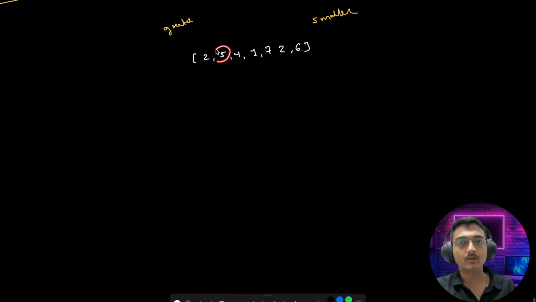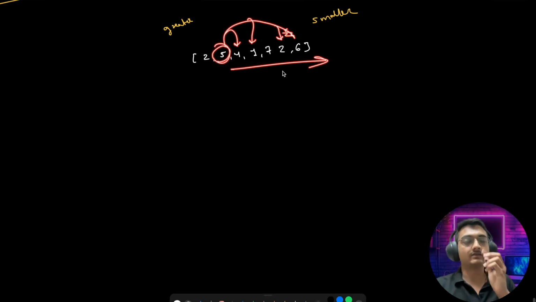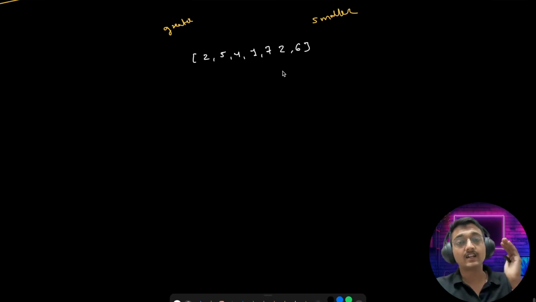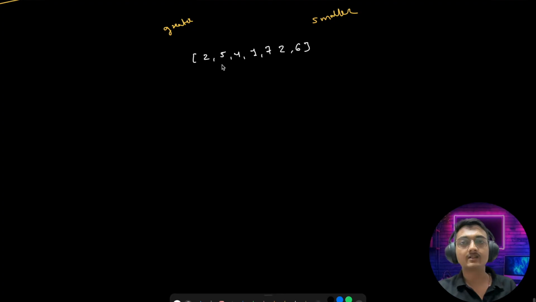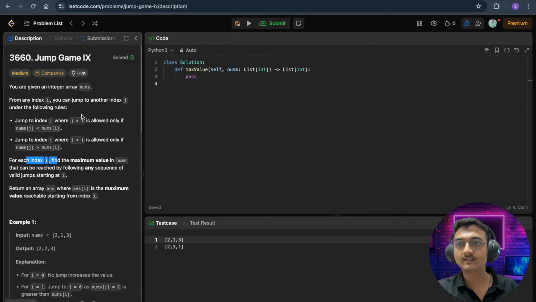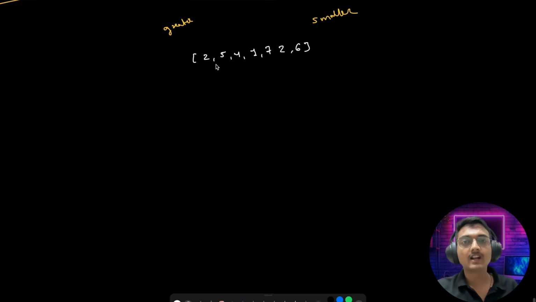But let's say you are on 5. You can go to this 2, you can go to this 1, you can go to this 4. Yes. So the key thing is, any index which is on the right should be smaller, then you can go. On the left, it should be greater, then you can go. So the question conditions are clear, where we can jump. Now let's see what is the answer of this question.